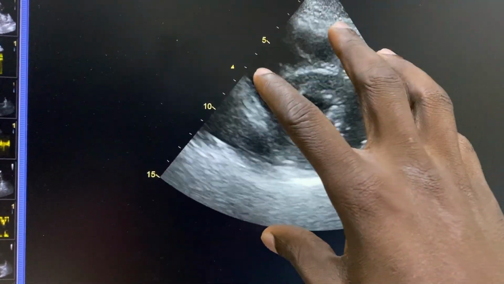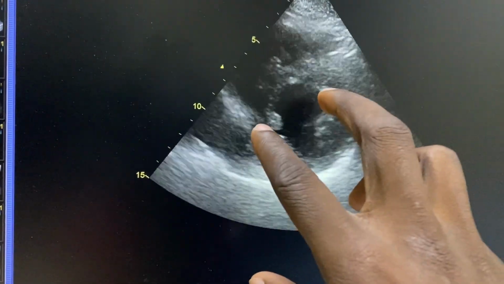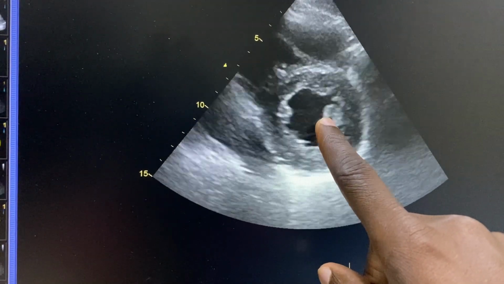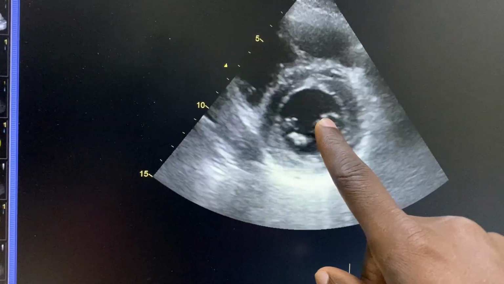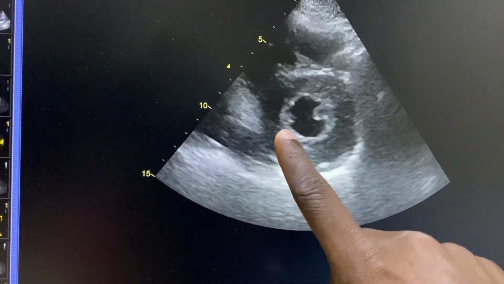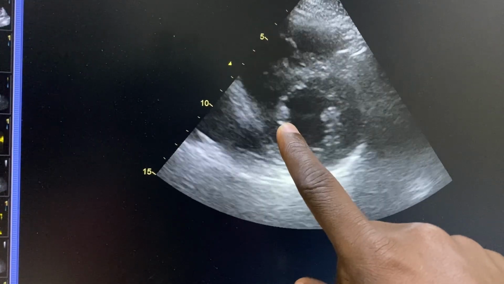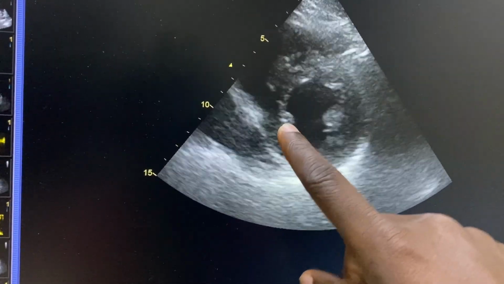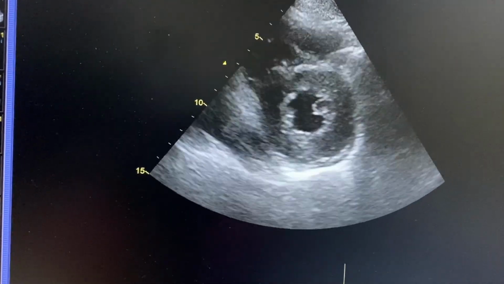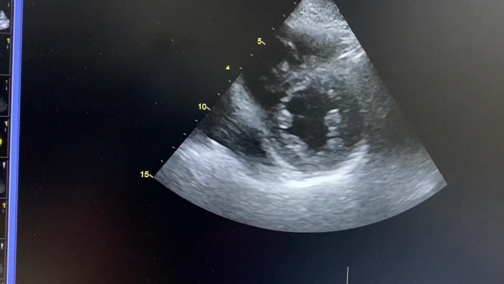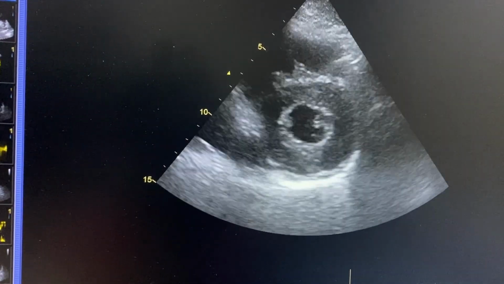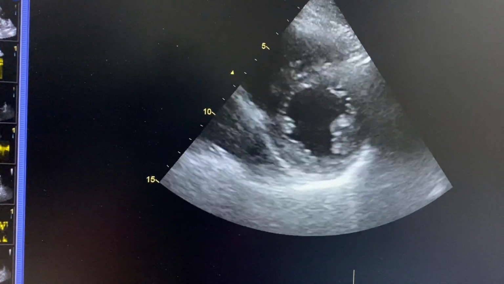So this is the short axis at the level of papillary muscles. These are papillary muscles. Anterolateral papillary muscle, and then posteromedial papillary muscle here. So again, we are going to do the same naming as I did in the first image at the base.